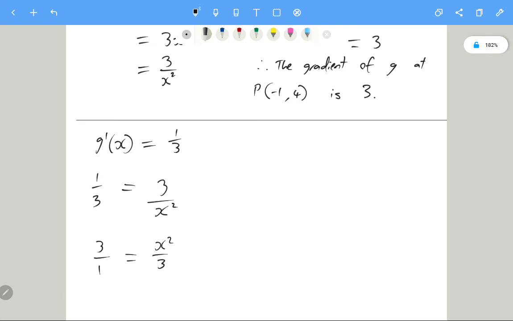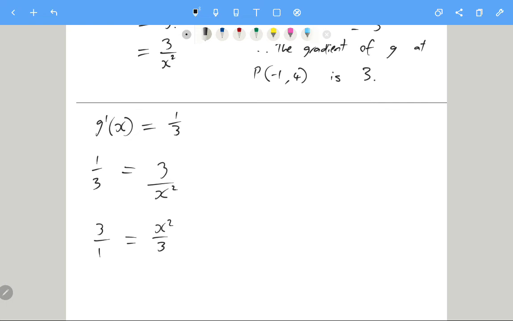Copy error, it should be 3 over x squared. So when we flip it, it becomes x squared over 3. Multiply both sides by 3, and we get 9 is equal to x squared. Take the square root, and we get the answers plus or minus the square root of 9, which is plus or minus 3. So we've got two solutions to this one as well.